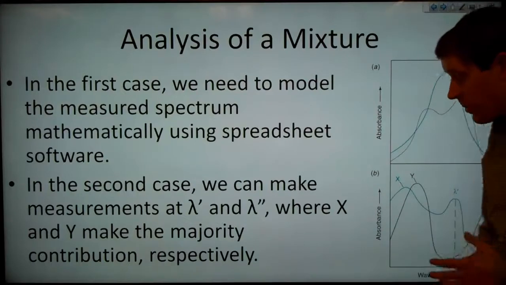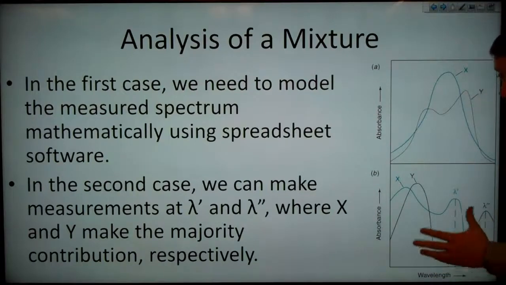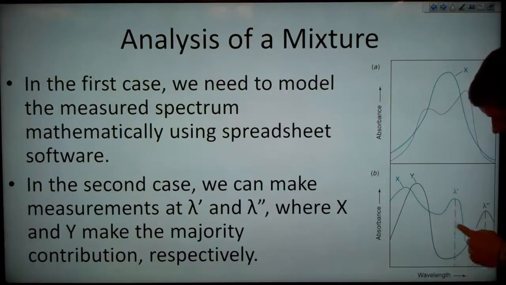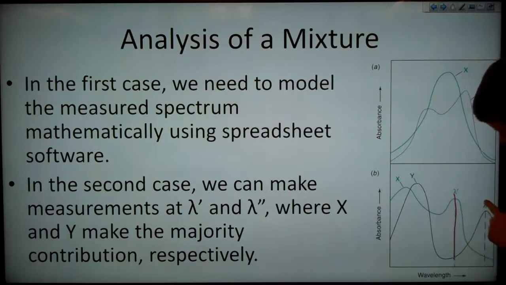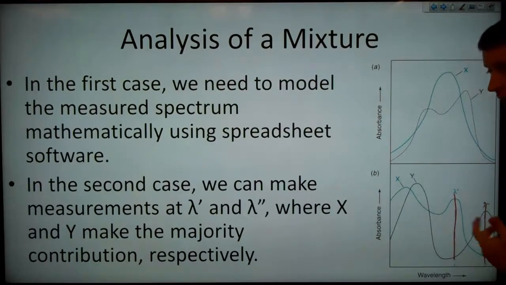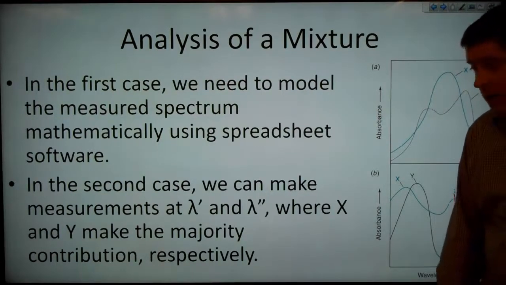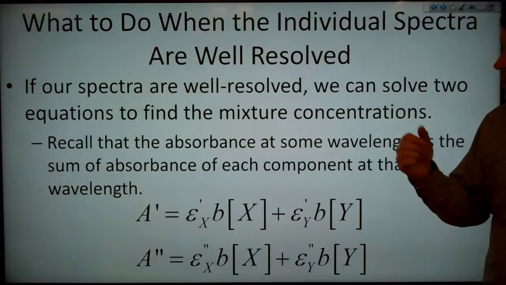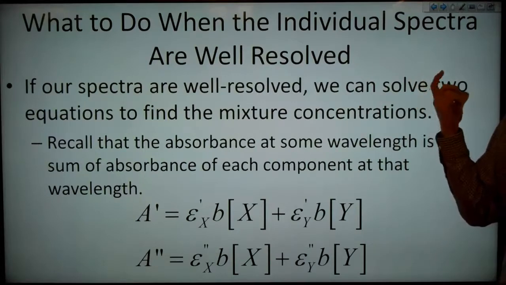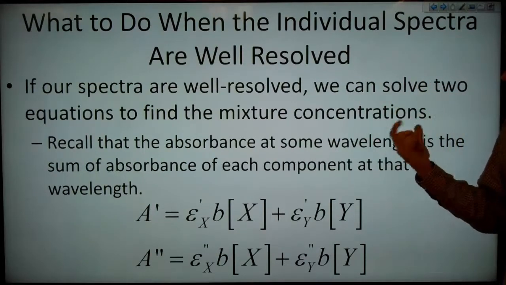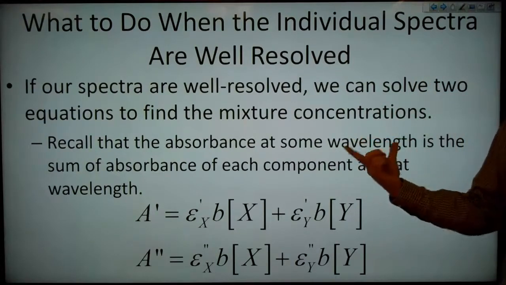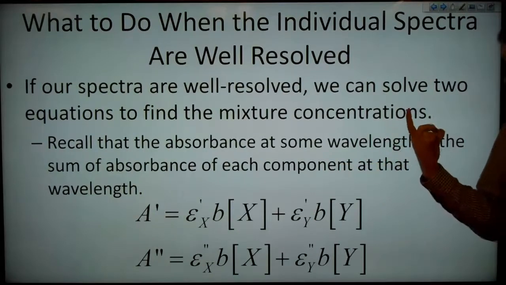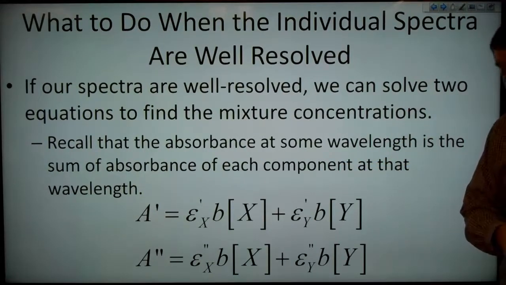In the second case, the bottom case here, we can make measurements at two wavelengths, one wavelength here and the other wavelength there, where X and Y make the majority contributions respectively. If our spectra are well resolved, then we can solve two equations to find the mixture concentrations. Now remember that the absorbance at some wavelength is the sum of the absorbance of each component at that wavelength.